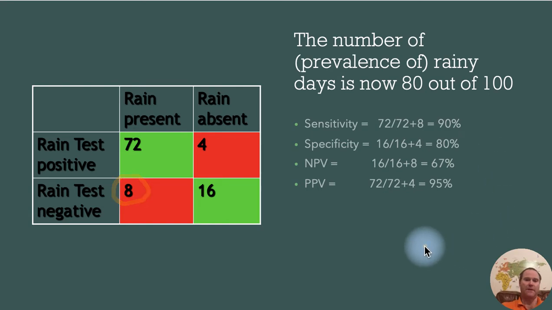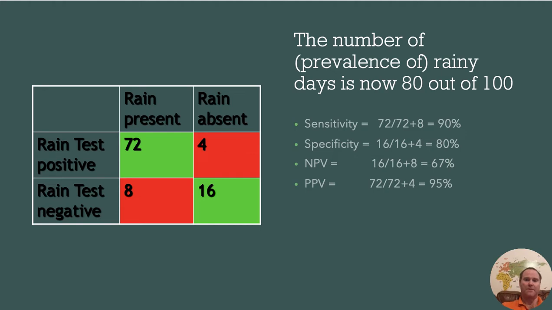If we want to calculate our specificity, we've got to take our true negatives, which in this case is 16, and divide that by the true negatives plus the false positives, and we get 16 divided by 16 plus 4, so it's 80%. So as you can see, sensitivity and specificity has stayed the same. But now let's take a look at what's happened to our negative predictive value.